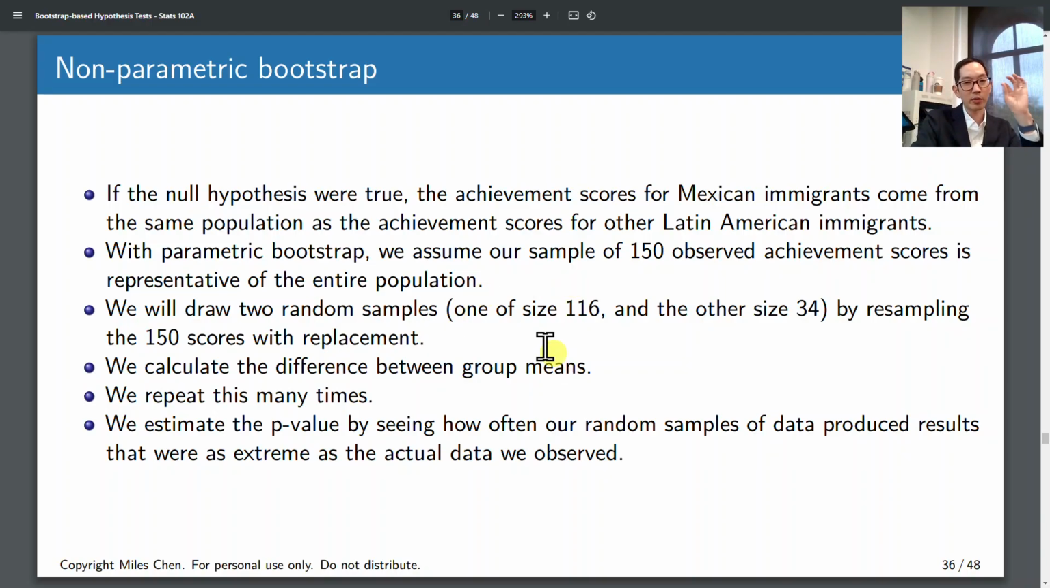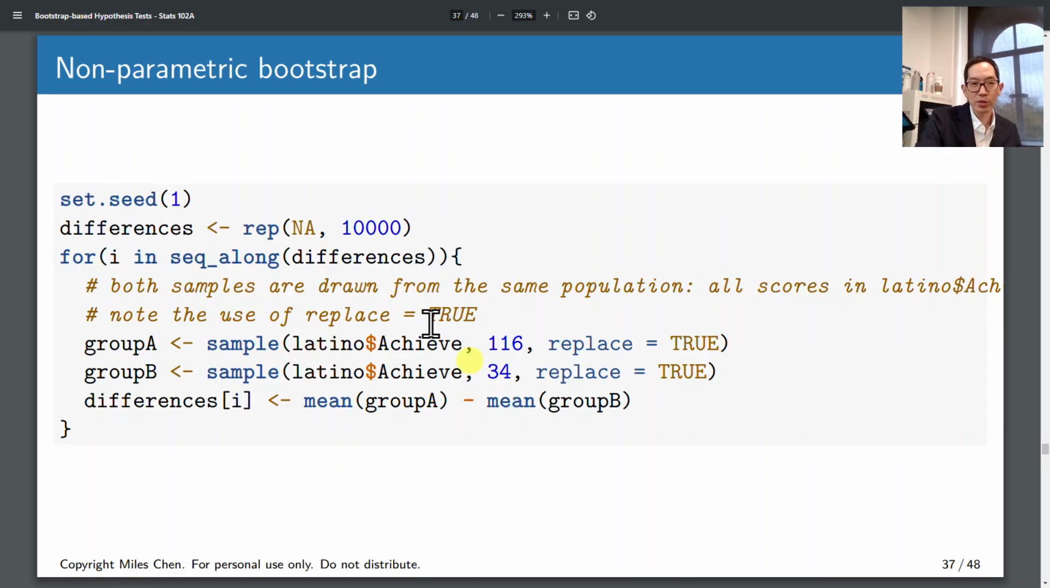So we're going to sample the same set of 150 values with replacement, and we're just going to see what kind of values we can get that are different. We're going to repeat this a bunch of times. So this is what my thing looks like. Latino$achieve, this is the vector of 150 values. All of the scores are just pooled together in this one column. I'm going to draw 116 values with replacement. I'm going to call that group A. I draw 34 values with replacement. I call that group B, and I just ask, what is the mean of group A and what is the mean of group B?